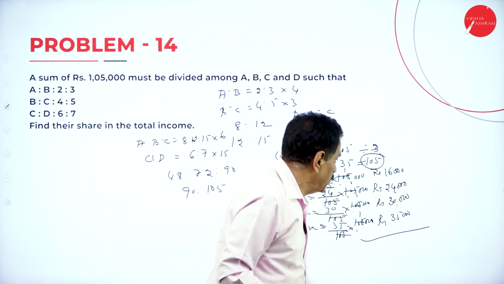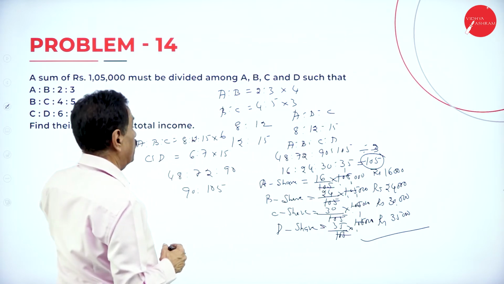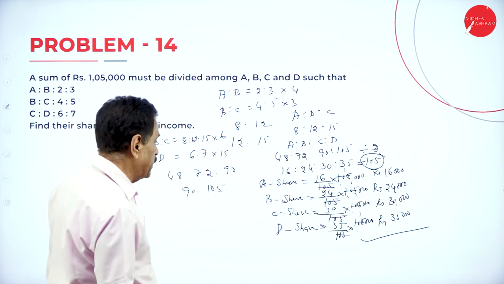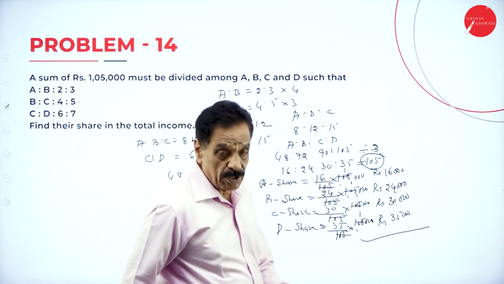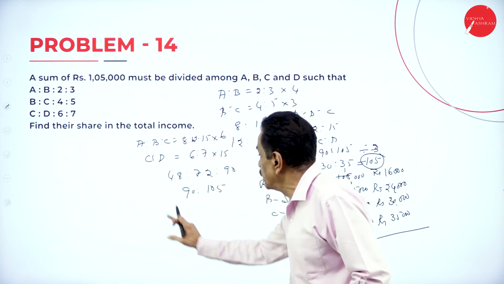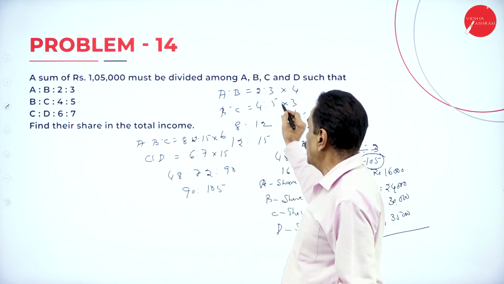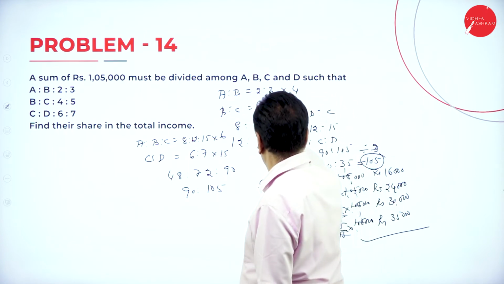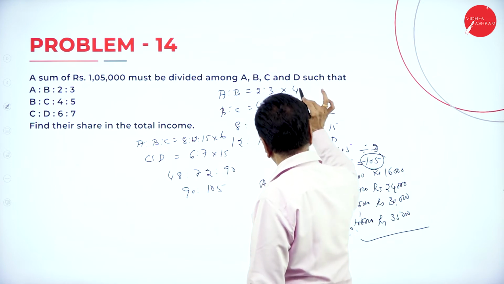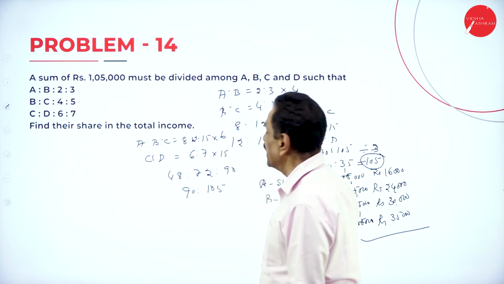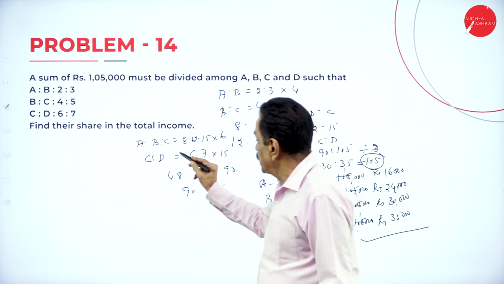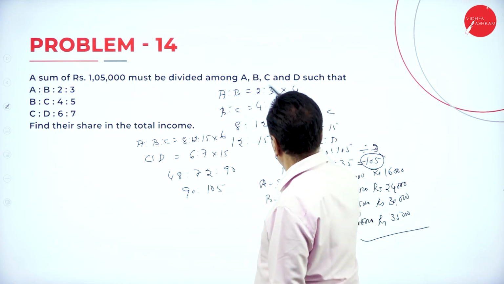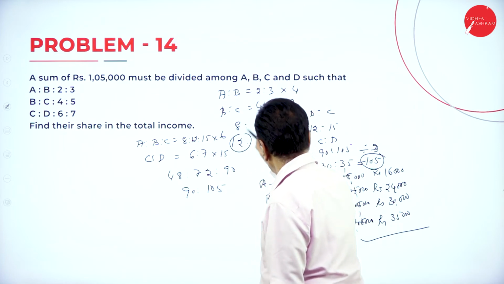Add. So out of 1,05,000, A gets 16,000, B gets 24,000, C gets 30,000, D gets 35,000. Hope you understand this ratio. Simplify that slowly. First A is to B, B is to C have taken. I made this B value 3, B value 4. This is multiplied by 4. This is multiplied by 3. Simplify that. Then 4 twos are 8, 4 threes are 12, 12 common is there.